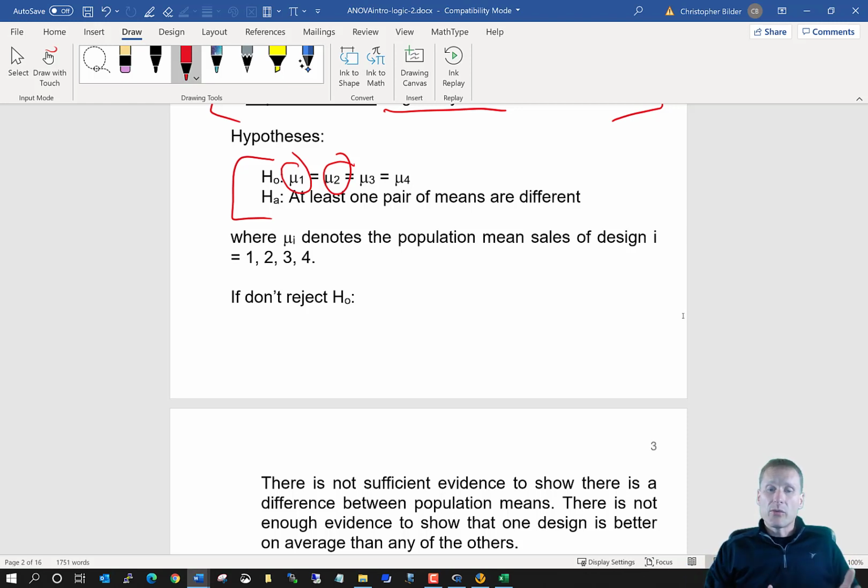So instead, what we did was we applied design type 1 to some stores, design type 2 to other stores, and so on. Now, the alternative hypothesis is that at least one pair of these population means are different.